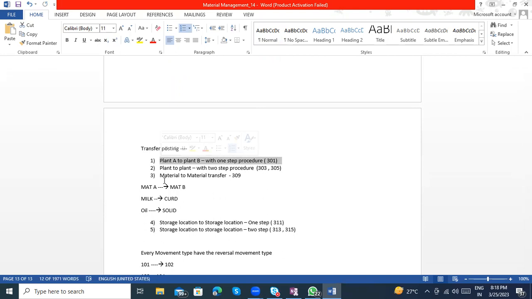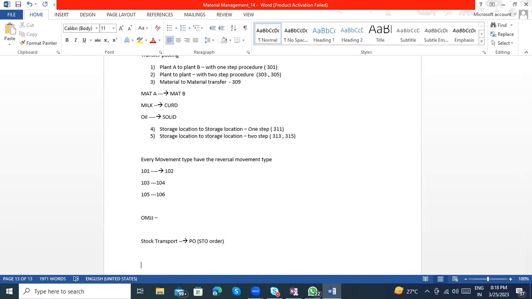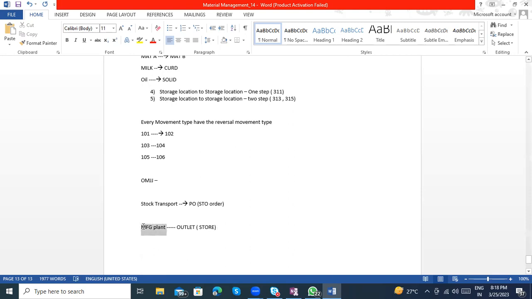In which business scenario do we use 301 movement type? That's what I'm saying, side by side plants. If I have a depot plant, I have the store. Suppose I have a manufacturing plant, and there is an outlet. Outlet is a kind of store. Manufacturing plant has different activities, and the outlet is a different kind.